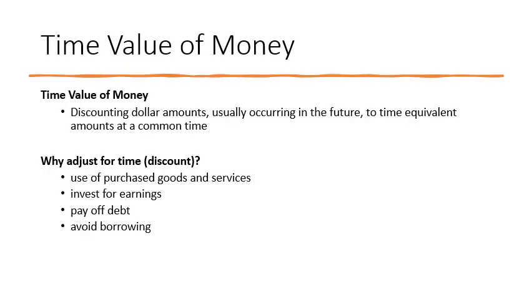Now let's define time value of money once again. So we can define it as discounting dollar amounts usually occurring in the future to time equivalent amounts at a common time. And we need this to purchase goods and services, to invest for earnings, to pay off our debts, and also to avoid borrowing.